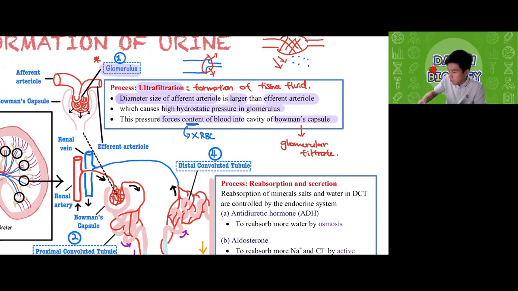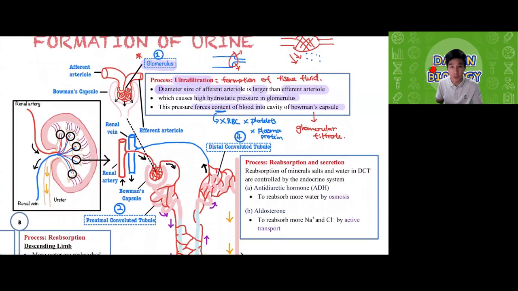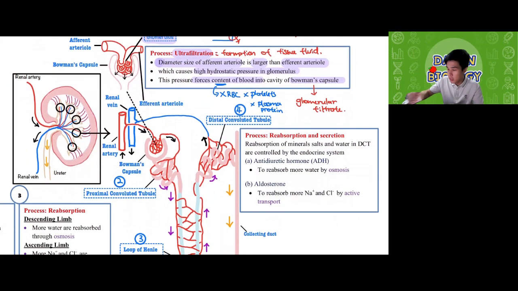Okay, Isabel, Chuyen, very good. No platelets, and also no plasma protein. Plasma proteins are basically proteins in your blood, like prothrombin, like the blood clotting proteins, those are not there. So that's the first process. So now my blood has successfully come out into the nephron already.